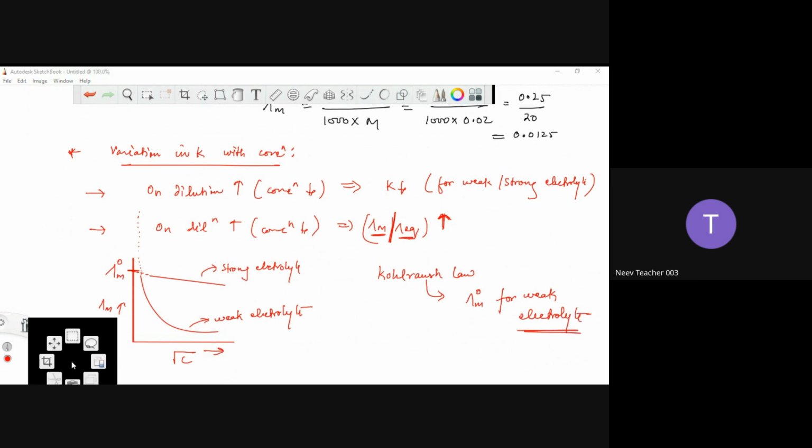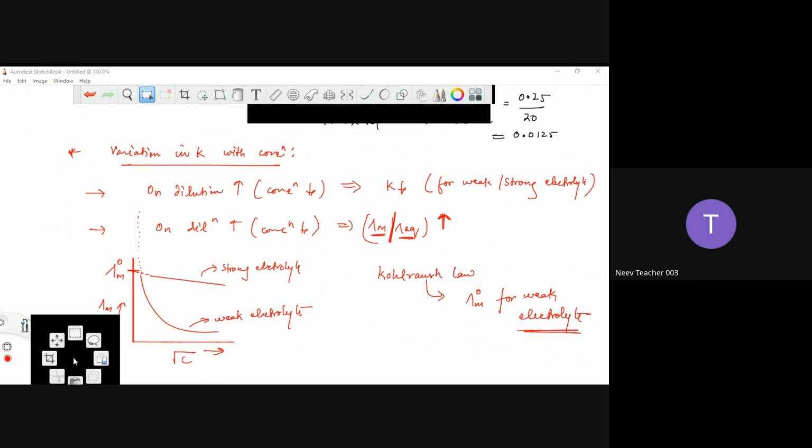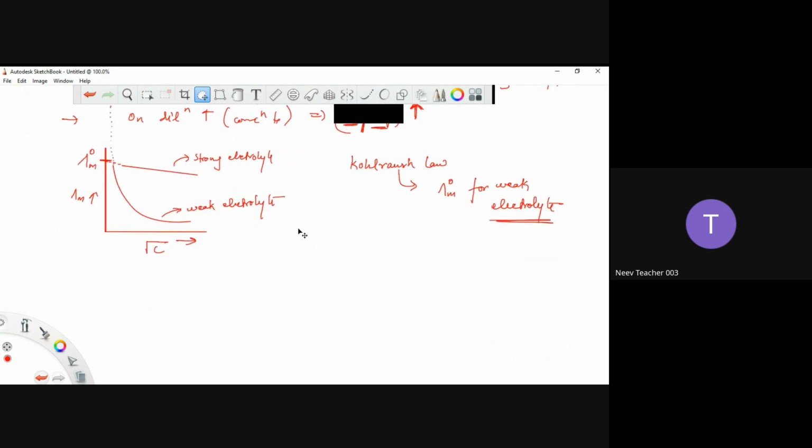So in the case of a strong electrolyte, there is a relation for the molar conductivity: molar conductivity at infinite dilution minus B times root C. And what is the name of this equation? Anyone? What is the name of this equation?